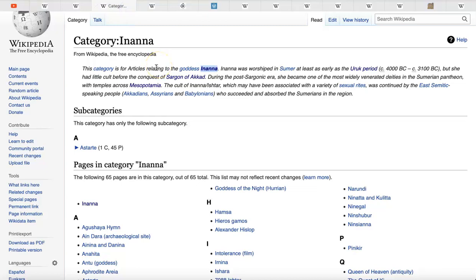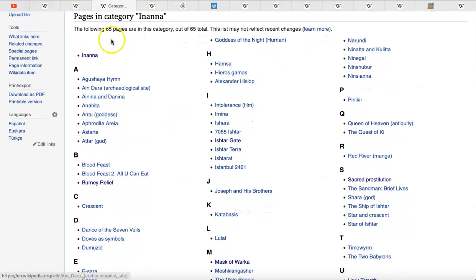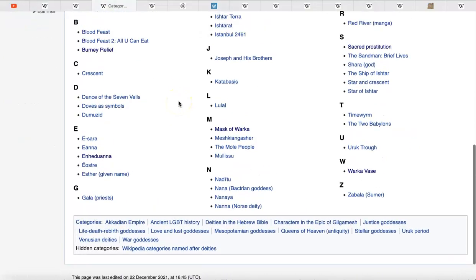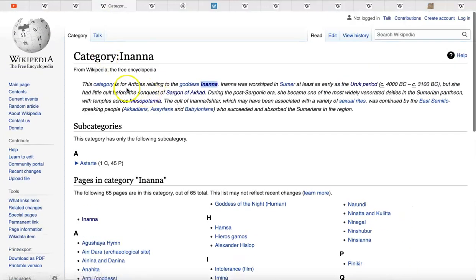So I clicked on goddess Inanna, and this is what I found. All of the pages in the category Inanna, 65 of them. And again, all of these links will be in the description. Just take a look. I'll read through this. This category is for articles relating to the goddess Inanna. Inanna was worshipped in Sumer, at least as early as the Uruk period, circa 4000 BC to circa 3100 BC, but she had little cult before the conquest of Sargon of Akkad. During the post-Sargonic era, she became one of the most widely venerated deities in the Sumerian pantheon, with temples across Mesopotamia.